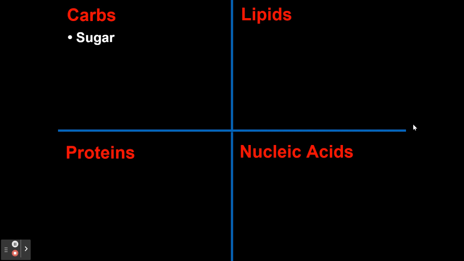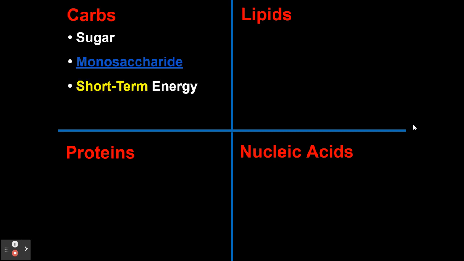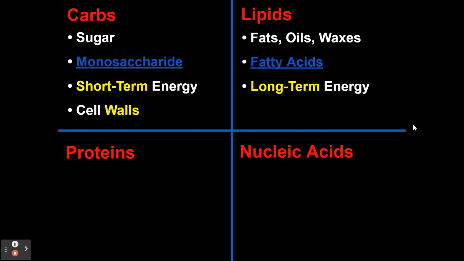These are our four organic molecule types. So remember, carbs are sugars. They're made of monosaccharides, that's the monomer. They provide short term energy, so sugar short term, and they make cell walls. So that's like the walls of a plant. Lipids are fats, oils, and waxes. They're made using fatty acids. They provide long term energy, so lipid long term, and they make cell membranes.